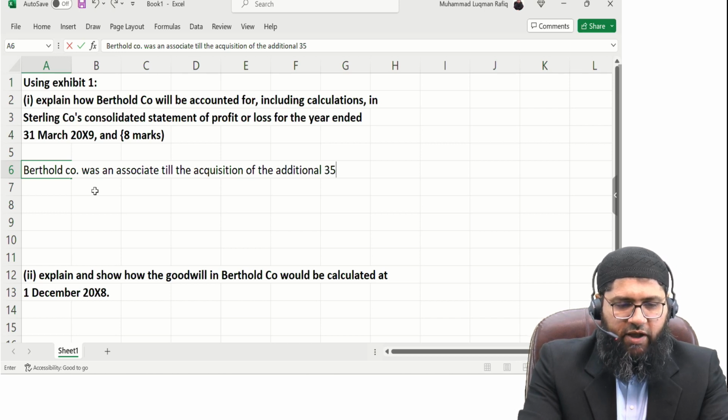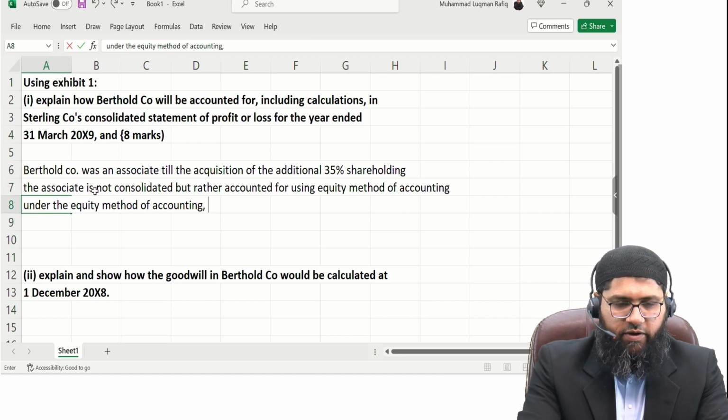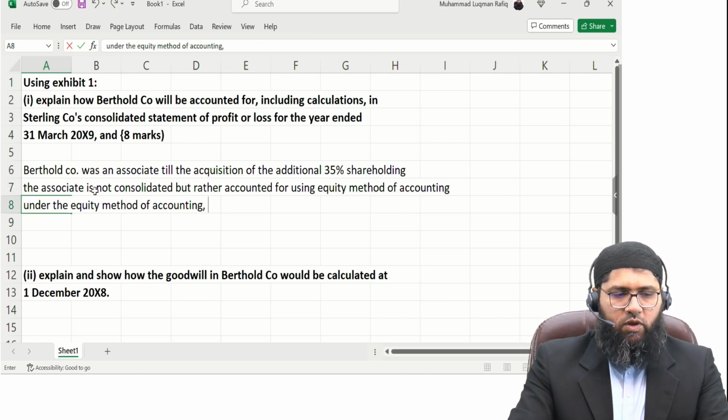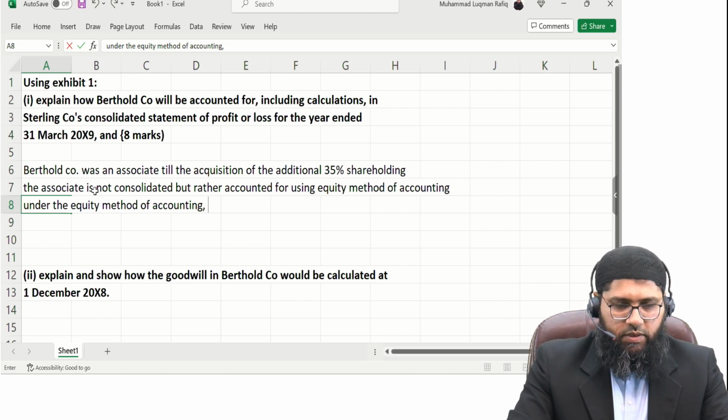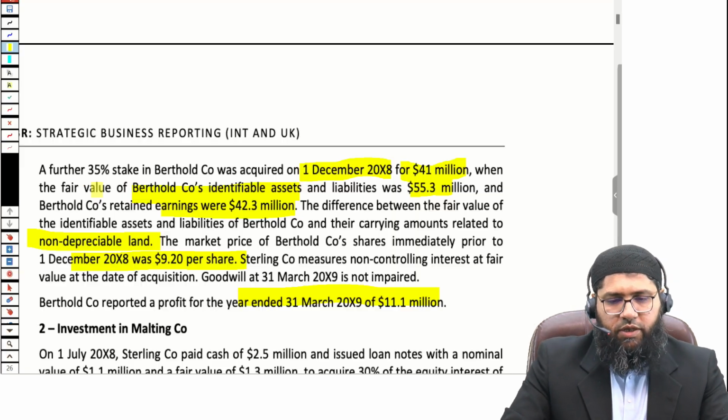Under the equity method of accounting, what actually happens is that a single line item is shown in the statement of profit or loss, reflecting the share of profit from associate. Now see what is actually happening.